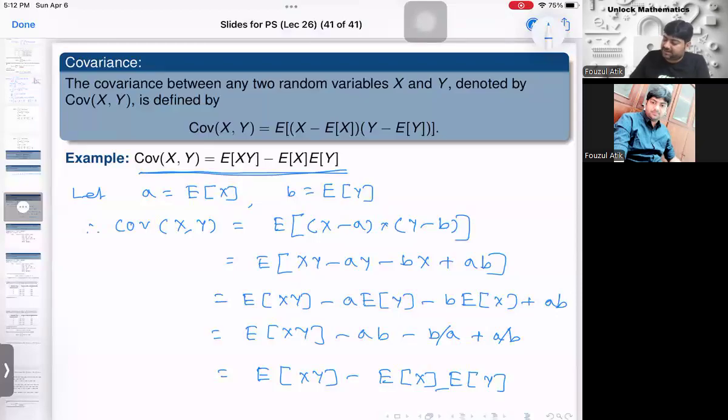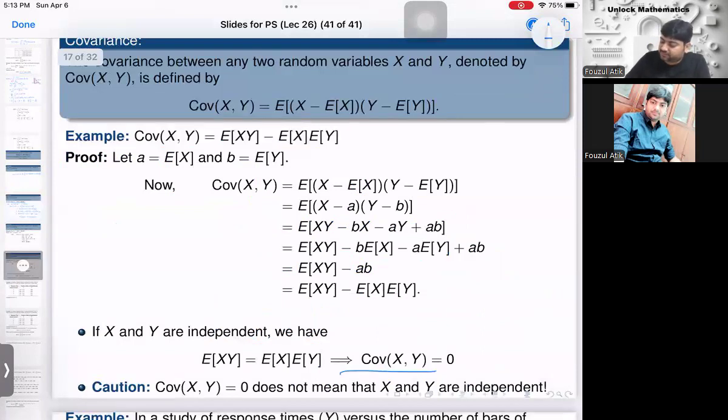Now again, if x and y are independent, then we know that expectation of xy is equal to expectation of x into expectation of y. Therefore, in that case, the covariance should be 0. If x and y are independent, then covariance of x comma y is equal to 0. But the converse is not true. It is not always true that if covariance is equal to 0, then x and y are independent. We'll show you some example. So we understood that if x and y are independent, then their covariance is 0. But if their covariance is 0, that does not necessarily mean x and y are independent. They may be independent, they may not be. We cannot give any guarantee.